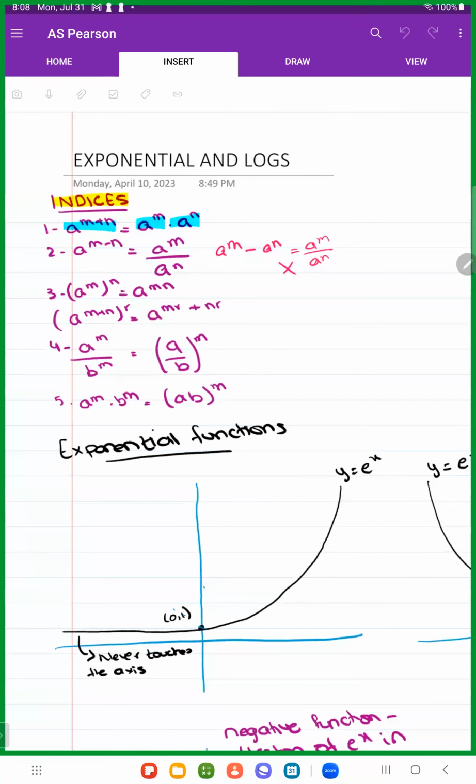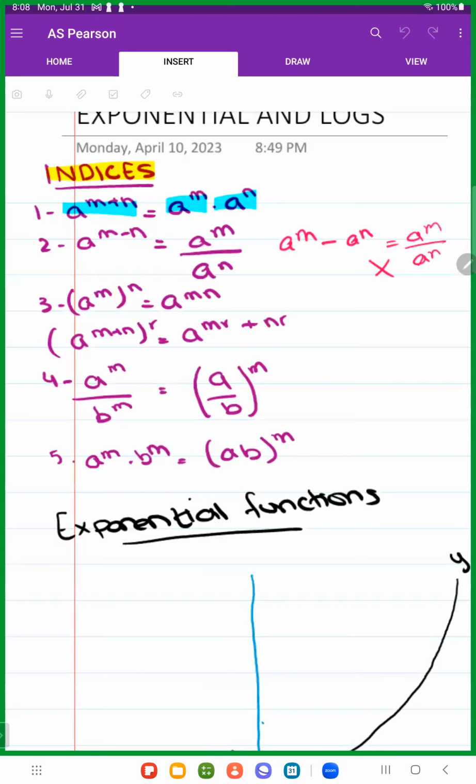P3, it's a pure paper, not a stats topic. Okay. All right. We use the formula. All right.